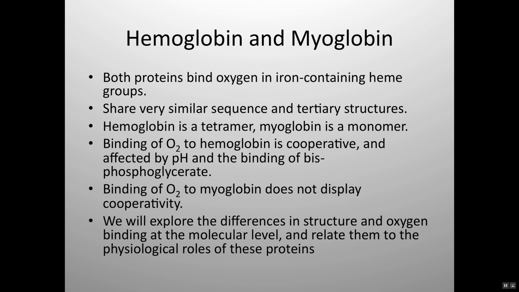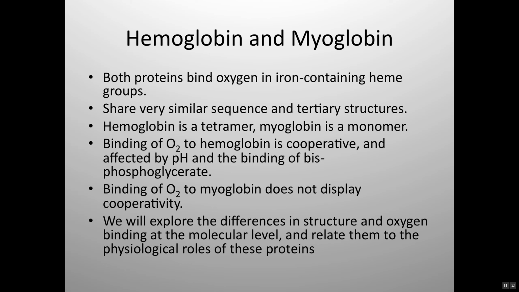So hemoglobin and myoglobin have some similarities. They both bind oxygen at ion-containing heme groups. They share sequence similarities, but they definitely share very, very similar tertiary structures. However, hemoglobin is a tetramer, whereas myoglobin is a monomer.